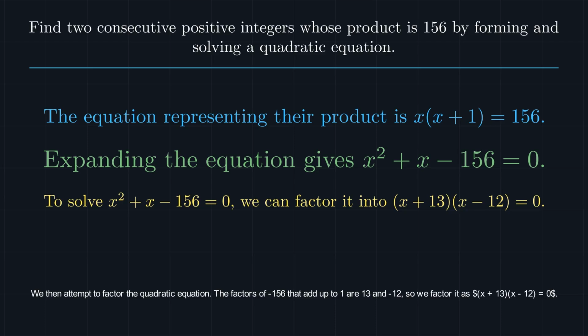We then attempt to factor the quadratic equation. The factors of minus 156 that add up to 1 are 13 and minus 12, so we factor it as (x plus 13)(x minus 12) equals 0.